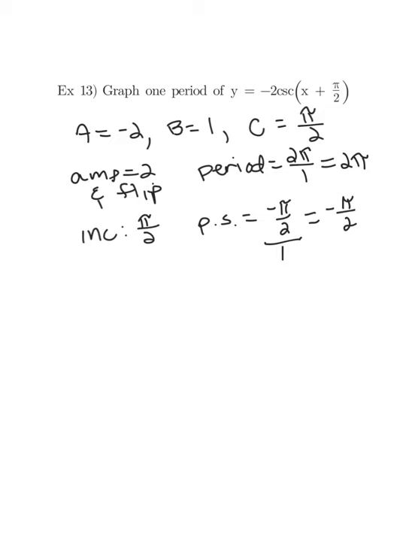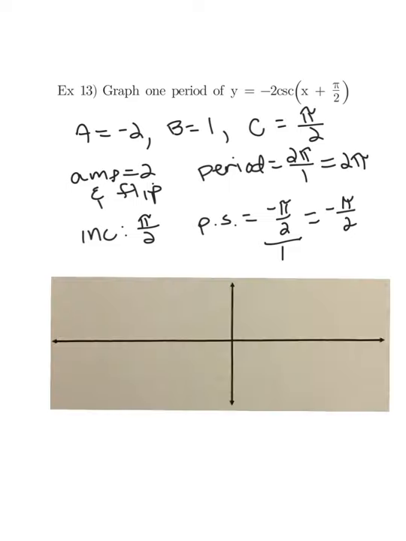What that means then is instead of starting at 0, we are going to shift this whole graph to the left and start at negative pi over 2. Let's shift our graph over to negative pi over 2. This is where we're going to start now. Our increments are pi over 2, so that's what we are going to add consistently. Now remember, we still need a total of 5 marks.